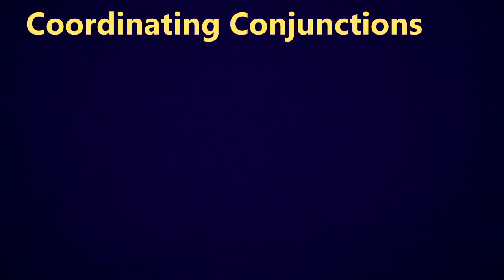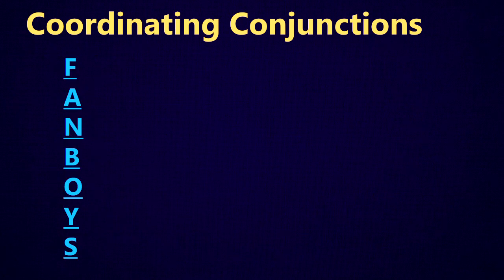Okay. So what are the coordinating conjunctions? Because this is what you're looking for. We use this acronym, fanboys, in order to remember the coordinating conjunctions. So an acronym is when we take the first letters of things that usually spell another word. So fanboys. If you remember fanboys, then you can remember the coordinating conjunctions. We've got for, and, nor, but, or, yet, and so. These are the coordinating conjunctions. For, and, nor, but, or, yet, and so.